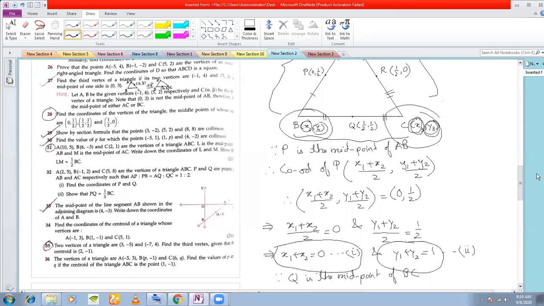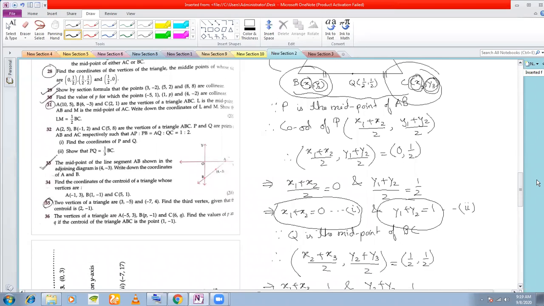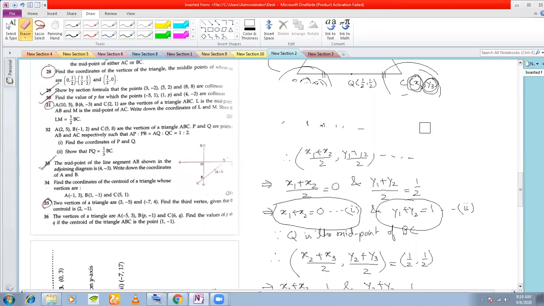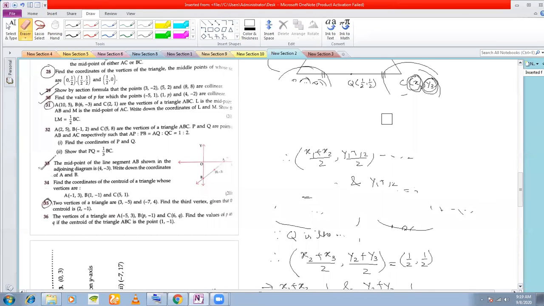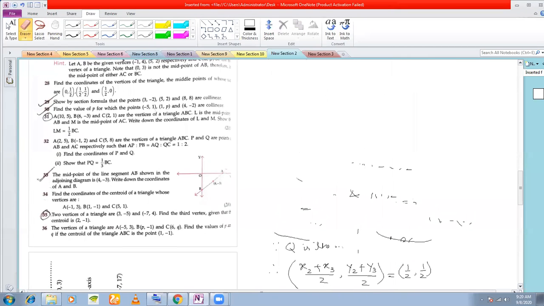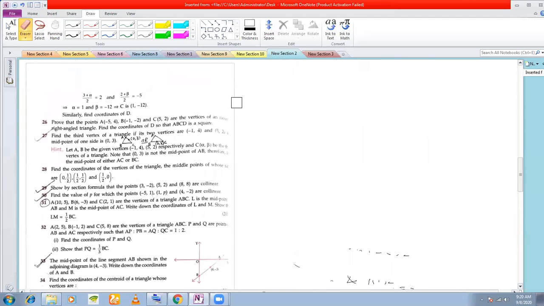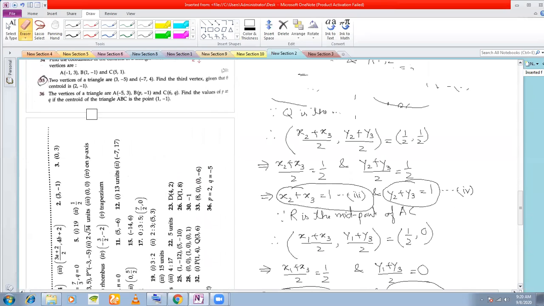Next sum, we finished 28. 31 I'm not going to do. 35, let's finish this 35. 35 is a cakewalk actually. If there is any other problem that you are facing, then we can discuss it here, or in the next class also, before starting, I can discuss if you are having any issues.